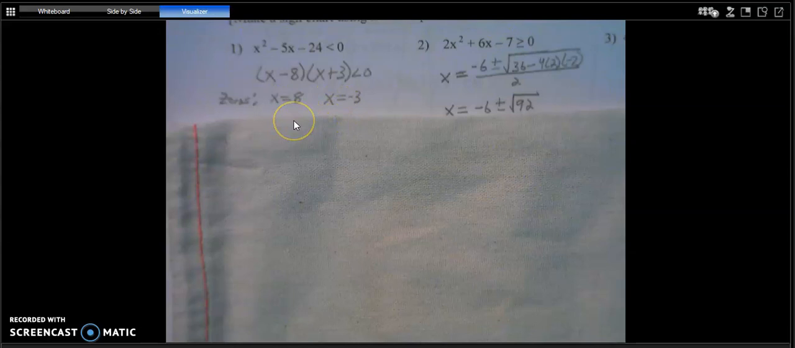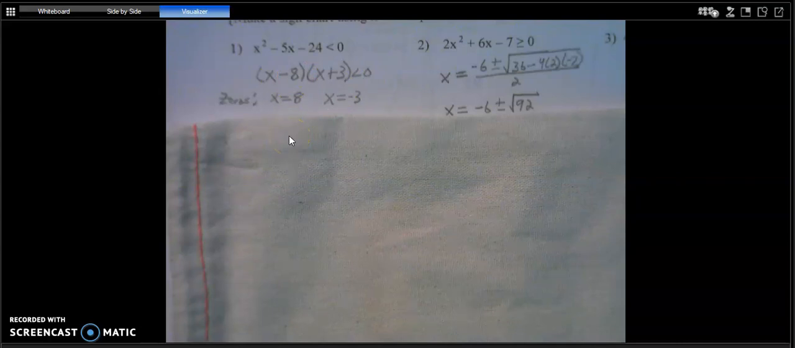Now I want to emphasize probably the biggest thing that I see students do wrong. They say x minus 8 is less than 0 and x plus 3 is less than 0, then they solve that and get inequalities right away in their answers. That is 100% wrong to do it that way. The idea there is you're multiplying x minus 8 times x plus 3 and getting a negative answer. So you can't just set each of these expressions less than 0.